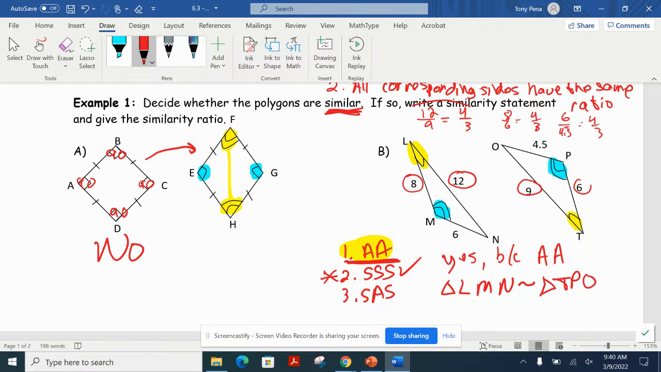That's what I was doing up here. So 12 to 3 reduces to 4/3. This reduces to 4/3, so our similarity ratio is 4 to 3. And I didn't necessarily say from one to the other, so 4/3 would be fine to write down. Okay.